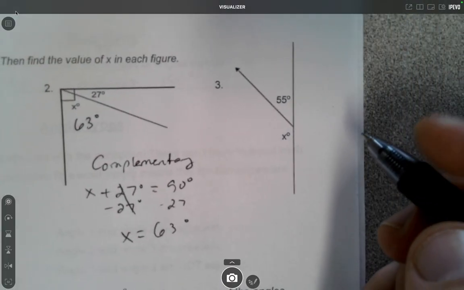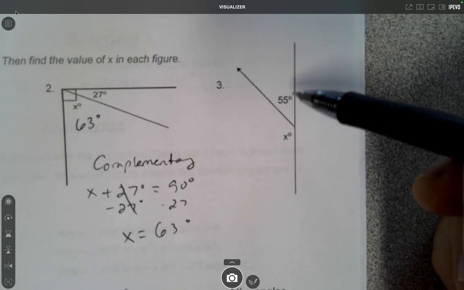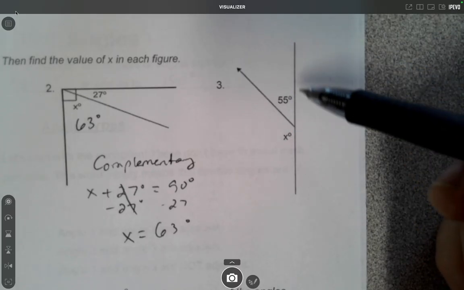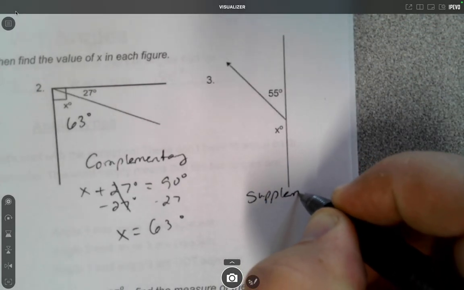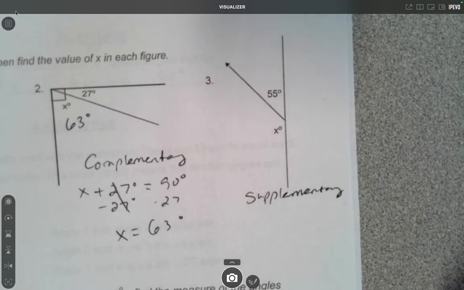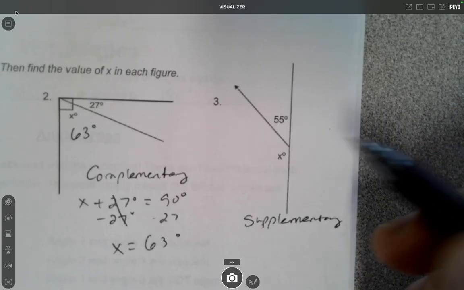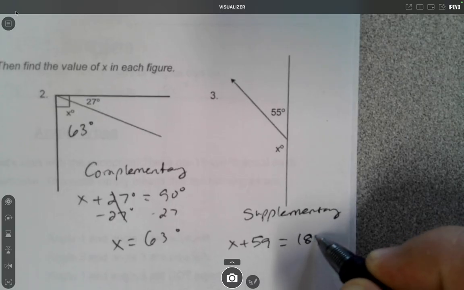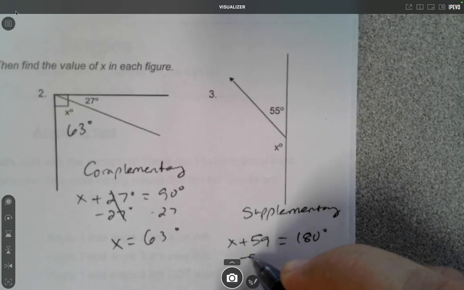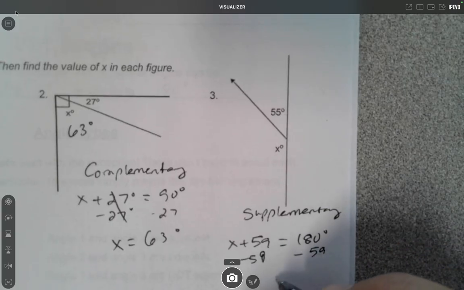Okay, for this last one, we see there's a straight line that gets formed. So x and 55 form a straight line. Well, to form a straight line, they must be supplementary. They can also be called a linear pair, but you'll use that term more so in geometry. But they form a line, so they're a linear pair. And we know if we add these 2 together, the sum should be 180 degrees.